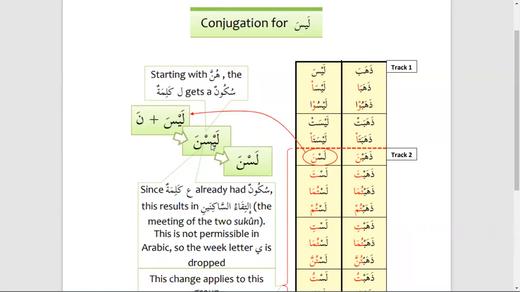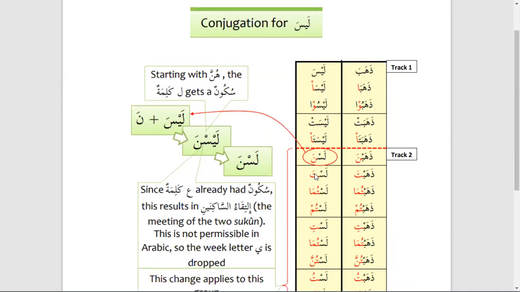But again, because ya is sakin and sin is sakin, two sakins do not exist in Arabic, as one of the participants yesterday reminded me as well. Or if they exist, one of them has to be active, mutaharrik, and it should have one of the vowel signs. So when we have two sakin letters, and if one of them is a weak letter, the weak letter gets dropped. So it became lesna.